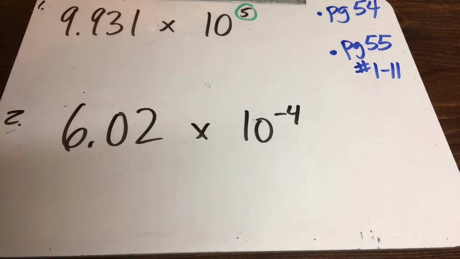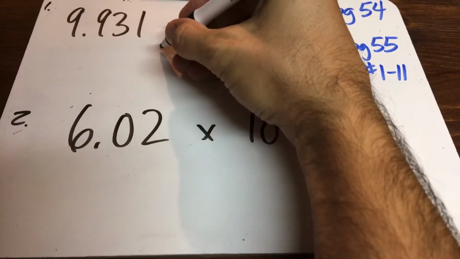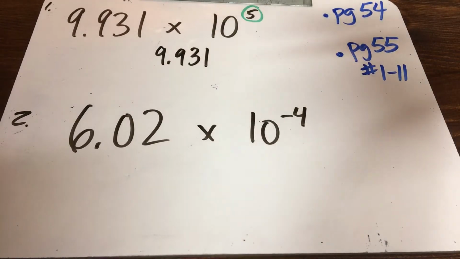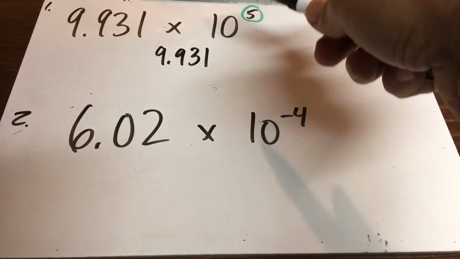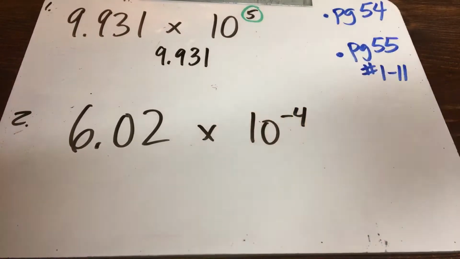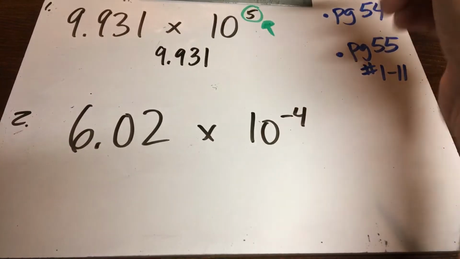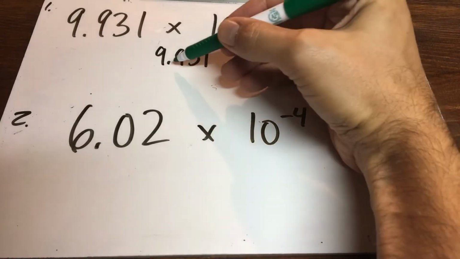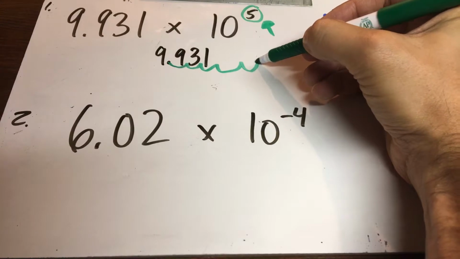For example, if I go on number 1, this is number 1 on page 54. If I take the decimal 9.931, it's in between 1 and 10, so that's cool. And this is telling me it has an exponent of 5. This is being multiplied by the number 10 5 times in a row. And what that's really going to do is make this number bigger, right? And so when this exponent on the 10 is a positive number, you're going to make your number bigger by moving the decimal to the right. And so we're going to move it 5 places. 1, 2, 3, 4, 5.